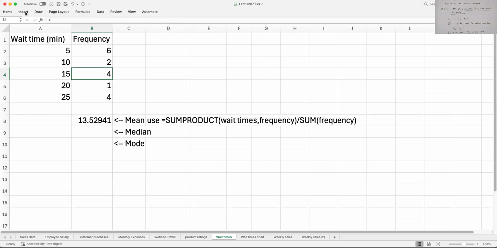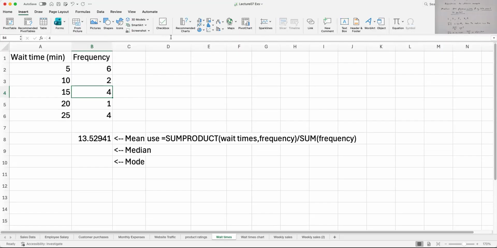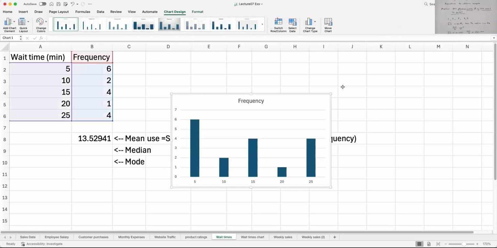Insert charts. Up there at the top of the insert option, recommended charts. Let's use that chart wizard and make a bar chart. I click on this little down arrow. Hey, there's a bar chart for me. Click. This is a bar chart of this data. I see that modal class, that high skyscraper where the mode is down at 5.